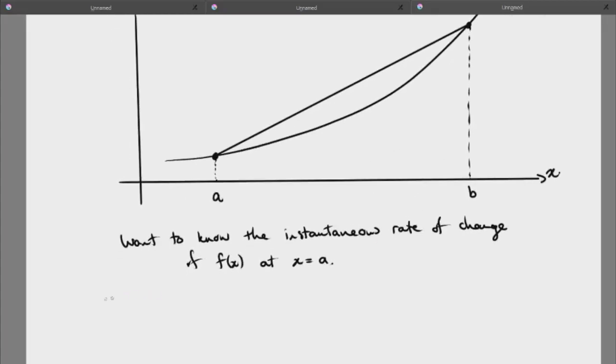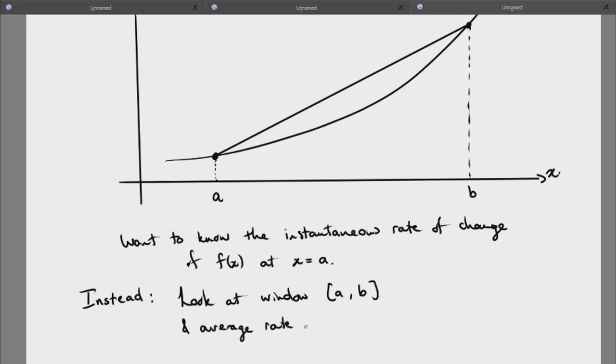So instead, we are trying to answer the actual question, but I don't know how. So instead, I'm going to look at, I'll call it a window, or an interval of x values, a to b, and find the average rate of change instead. Because I can do that. I know how to do that.